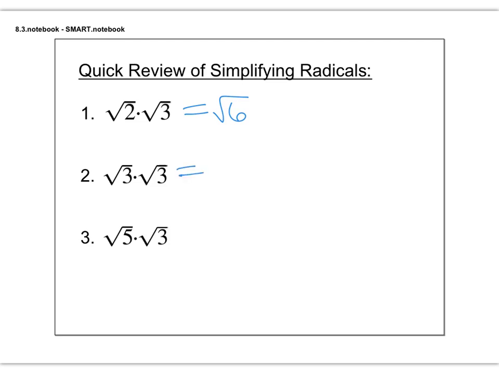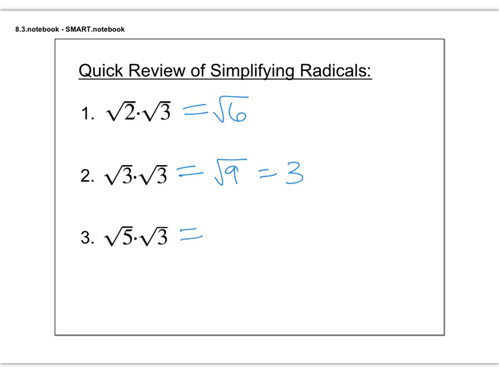So in this case, we get square root of 9. However, this can be simplified to just plain old 3. So you'll see when you multiply two radicals that are identical, those square roots end up canceling each other out, and you just get that number that's under the root.